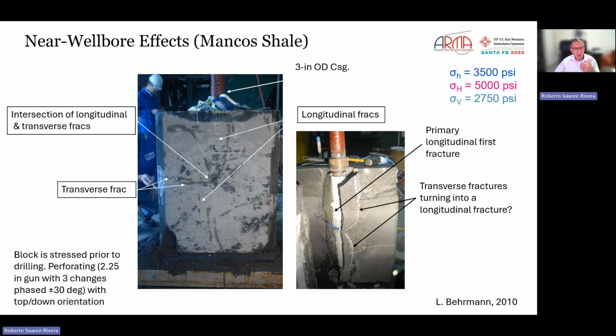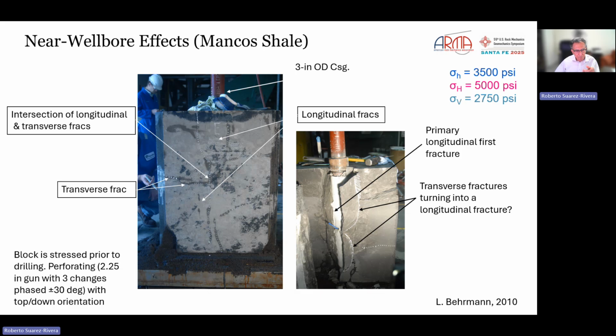If we peel this block in order to investigate what is happening internally, what you see is now the casing. What you see very clearly is the presence of that longitudinal fracture that is going along the length of the wellbore. You see something extremely interesting. This is the edge of the perforation.